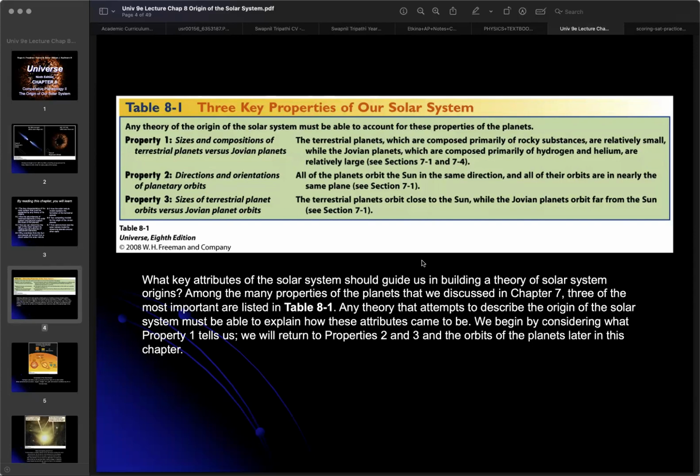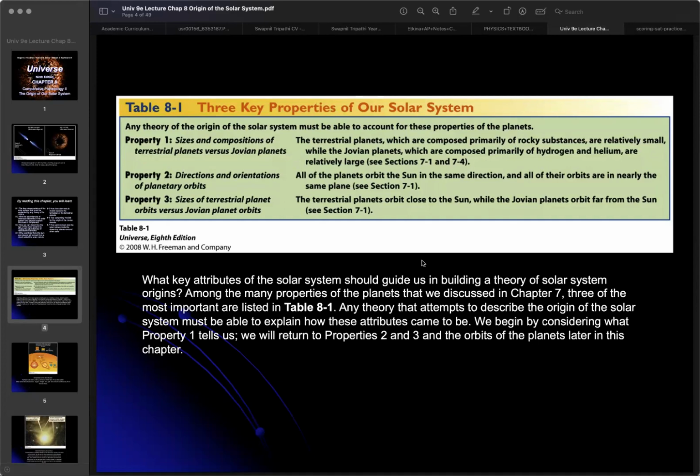The four inner planets, Mercury, Venus, Earth, Mars, are small, rocky, and dense, whereas the outer four planets are all called Jovian planets, also called gas giants. They are big, composed primarily of hydrogen and helium, and are relatively large and less dense.